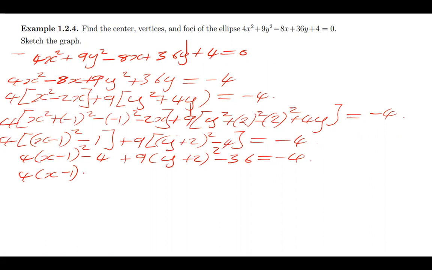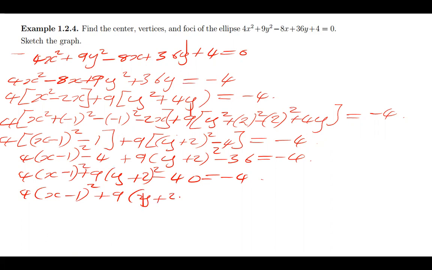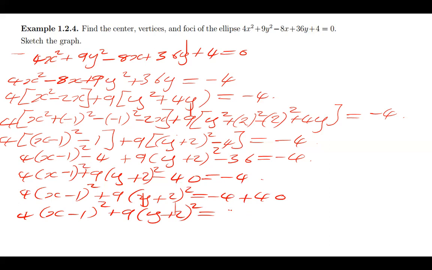So let me first write this part here. I'm going to say 9, then open brackets, you have y plus 2, close brackets, squared. Then this will give us negative 40. When you add negative 4 and negative 36, then this is equal to negative 4. I forgot to write the square there. Then plus 9, then we have y plus 2, then this is squared. When you take this negative 40 to the other side of the equal sign, you're going to have negative 4 plus 40. Then we finish up this. This will give us x minus 1 squared. Then this other part will give us 9, open brackets, y plus 2, and then squared. This will give us 36.